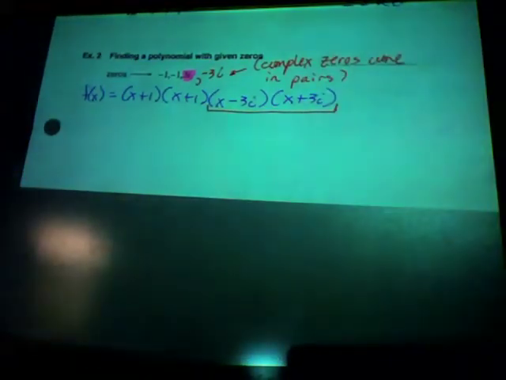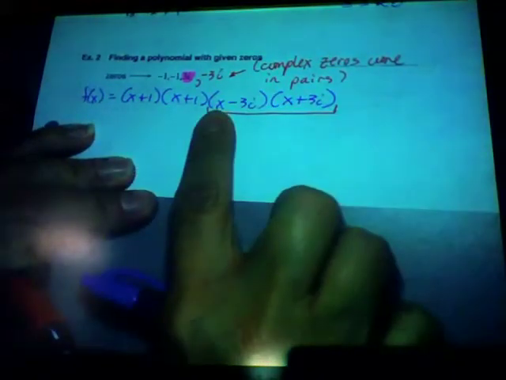100% of the time, your imaginary or your complex zeros that come in pairs will always have a special kind of factor pattern. What kind of factor pattern is that? The difference of two squares. So you should know how to multiply that. I mean, you could FOIL it out if you wanted to, and that's fine. But you should know that it multiplies as this squared minus this squared, right? So we get x squared minus 3i squared is 9i squared.